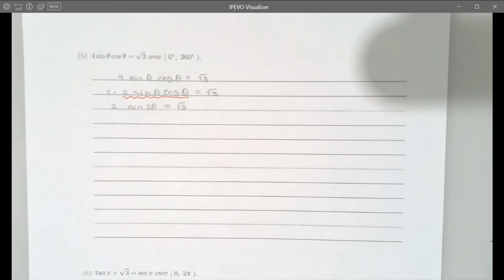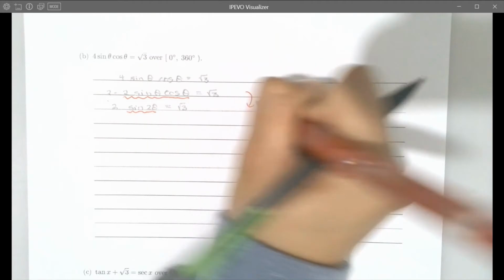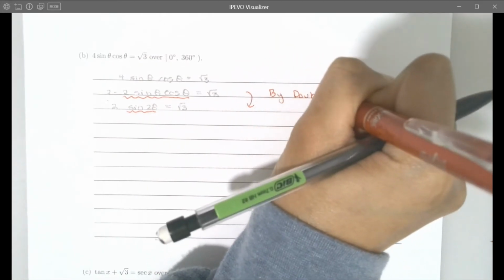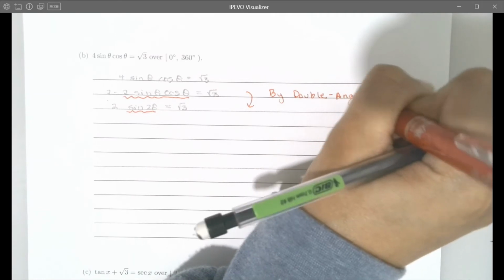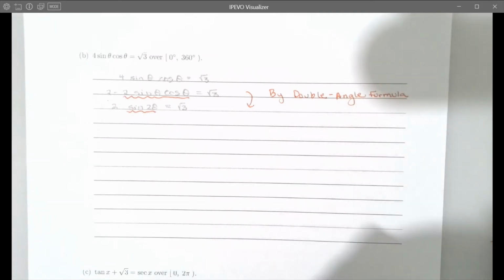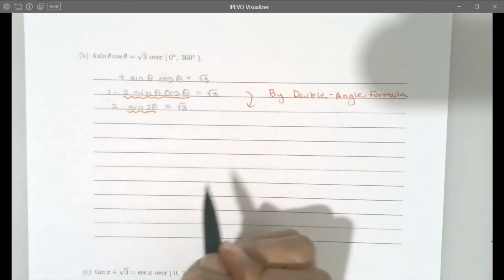Okay, I'll go ahead and write justification for this part. This is by double angle formula. Now notice, this is the second time that we have to solve an equation where the angle has a coefficient that is other than 1. So we have a 2 theta.